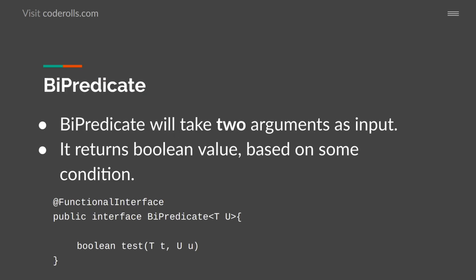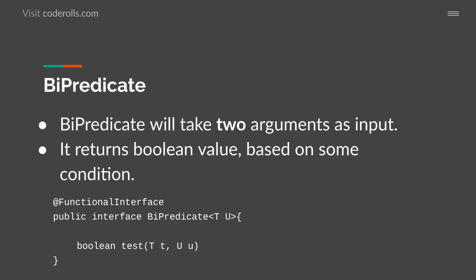So first we will cover the BiPredicate. In previous videos we have seen predicate. We know that predicate is a Boolean valued function. It will return a Boolean value based on some condition. Now BiPredicate is also a Boolean valued function, but BiPredicate will take two arguments as an input. In case of predicate, we were just taking one argument as an input. So this is the basic difference between predicate and BiPredicate.